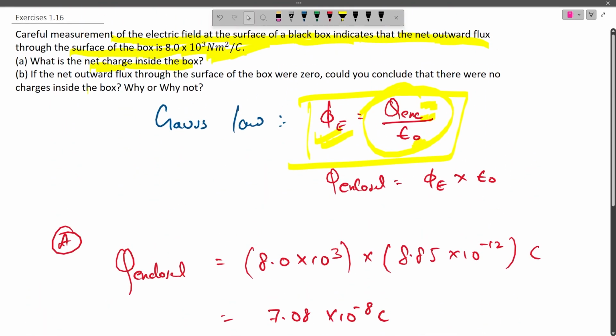Now the second part of the question said that if the net outward flux through the surface of the box were 0, could you conclude that there were no charges inside the box? We can't conclude that there are no charges inside the box if the total flux is 0, because total flux may turn out to be 0 if Q enclosed is equal to 0. Now Q enclosed equal to 0 can happen for many reasons.